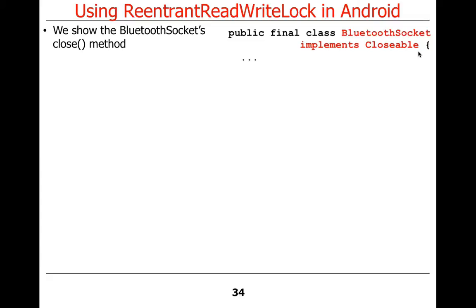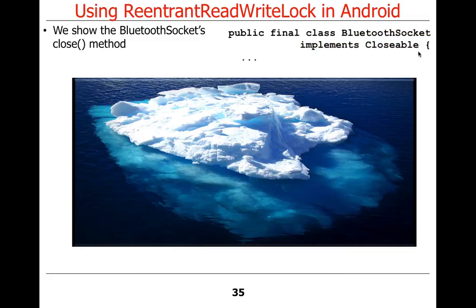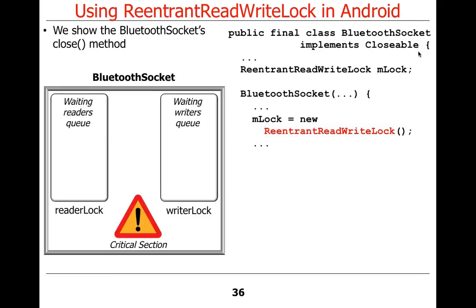A Bluetooth socket implements the closeable interface, which gives it the close method. And we're just going to look at the parts that are sort of sticking above the water. We're not going to look at all the details of how this works, because it's not important, really. So here's what it looks like. You could have a bunch of threads running, and at some point, those threads decide they want to close down the Bluetooth socket. Now, keep in mind, other threads could be doing other things.